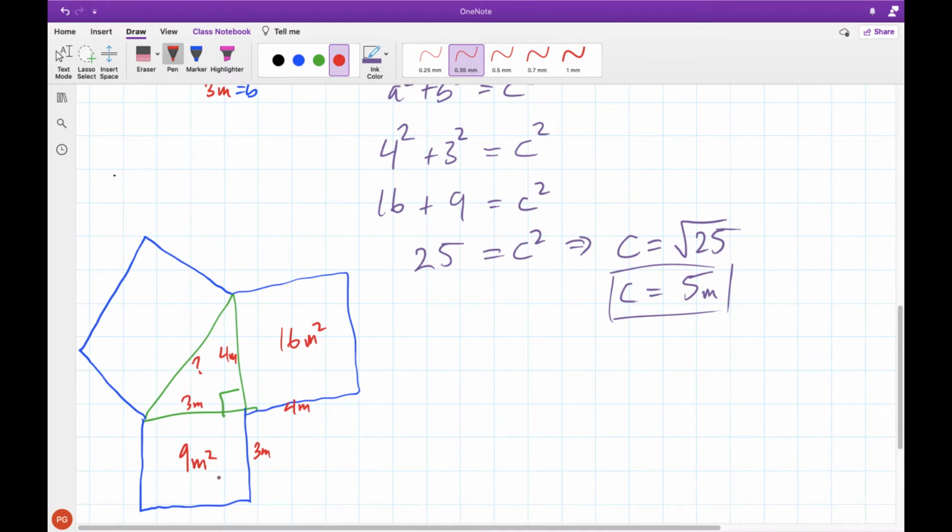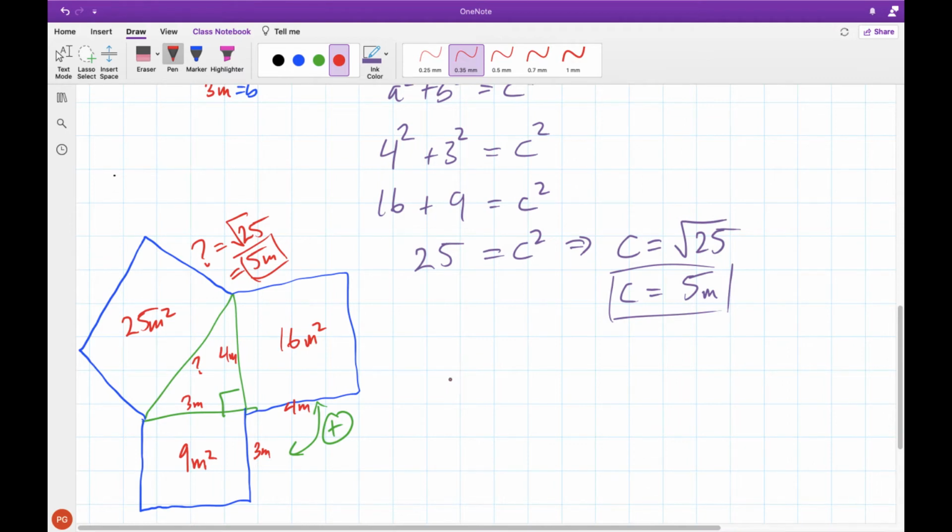Now from our picture above, remember that we can add these two areas together, and that should give us the area of this square right here. 9 plus 16 would give us 25 meters squared. And from that point, now we know that the area of a square is equal to 25 meters squared. So this side right here should be equal to the square root of the area, which we know needs to be 5. So that's another way that we could use a picture instead of the formula to solve the same question.